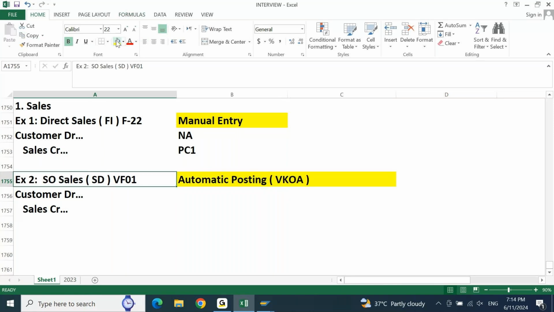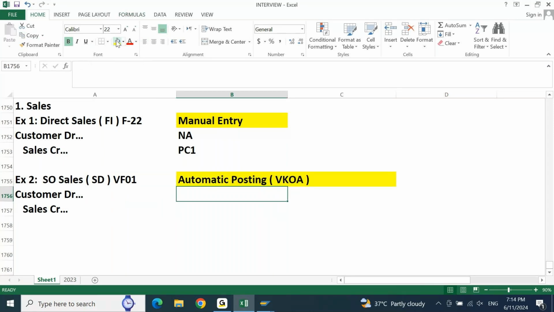Now, when the entry is coming automatically, do you have any provision to input profit center here? Can you put profit center anywhere? No. Then how is the system bringing the profit center here? From the sales order. From the customer master, material master we are doing. Is it coming from customer to sales or sales to customer?